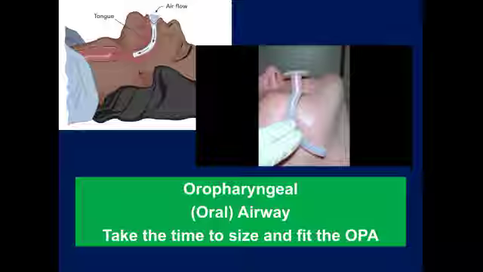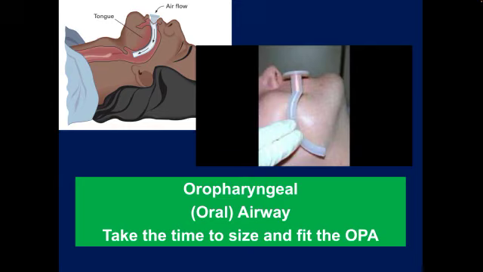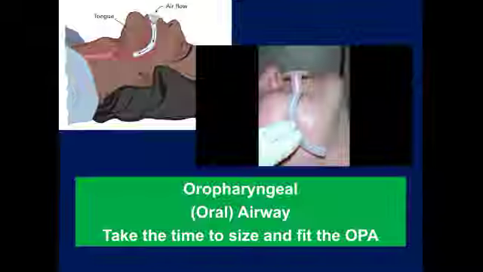The problem is they haven't measured it. So there's a good chance that they picked the wrong size. If they pick one that's too small for the patient's anatomy, it's not going to grab the tongue and hold the tongue away from the back of the throat. The tongue's just going to fall back on the back of the throat, causing a partial airway obstruction. If they grab the one that's too long or too large, they're going to shove the tongue down the back of the throat, which is going to cause another airway obstruction.